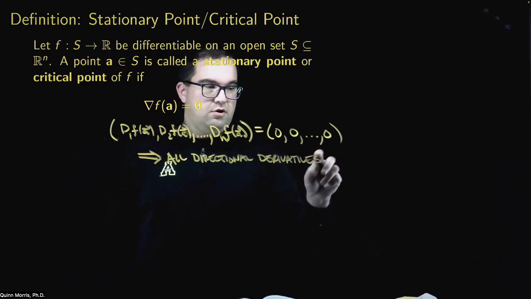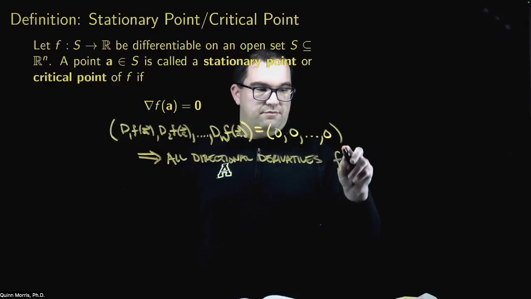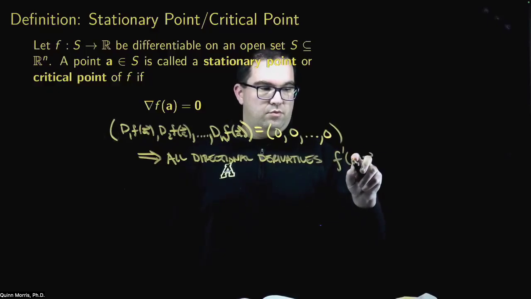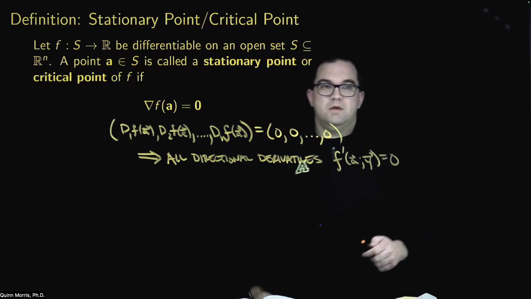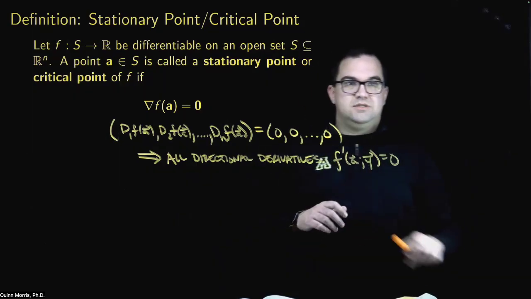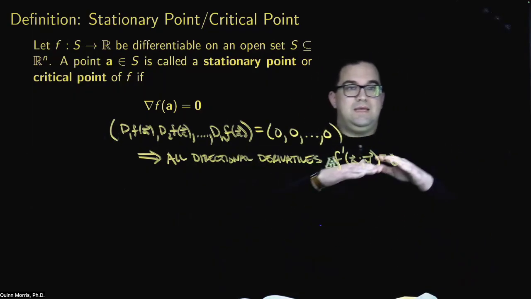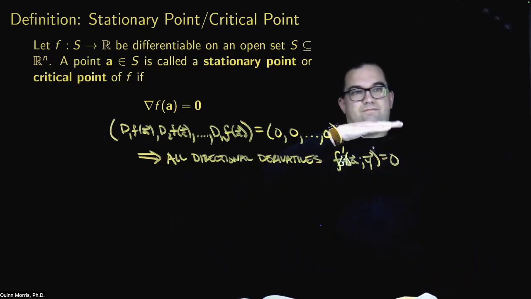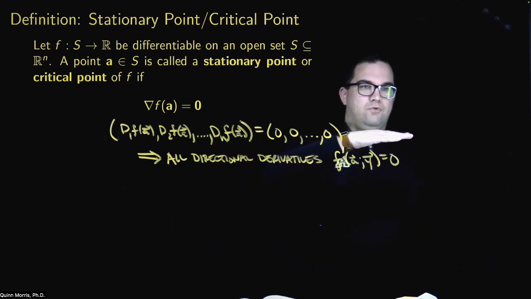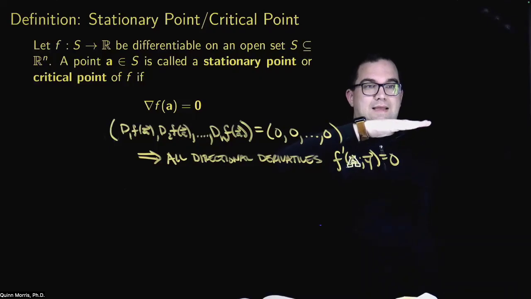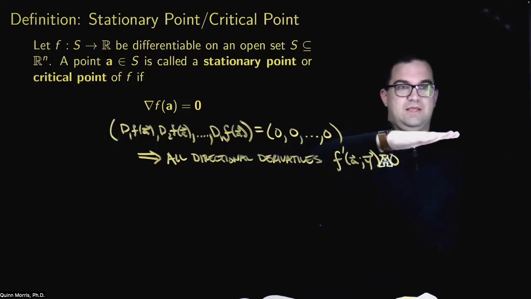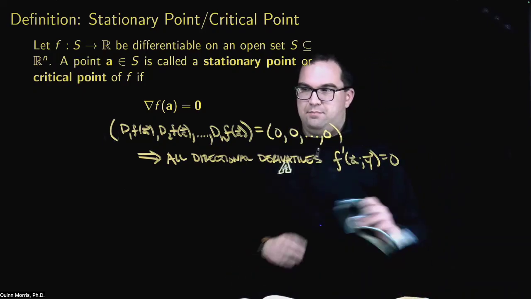So all the directional derivatives, say f prime of A with respect to y, are equal to zero for every y, right? When we're at a stationary point, the best way to think about it, if we're thinking of a function from R2 to R, is that the tangent plane is parallel to the xy plane. So we have a perfectly horizontal tangent plane at that point.